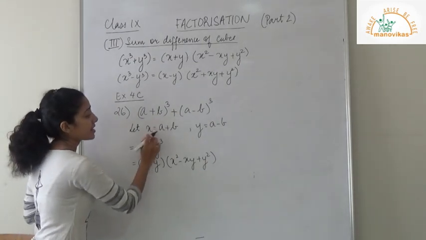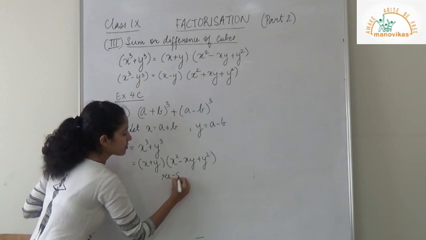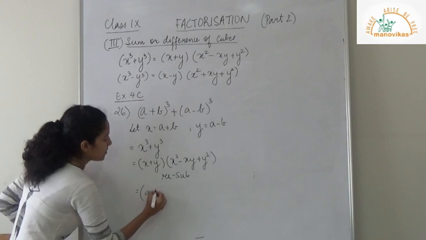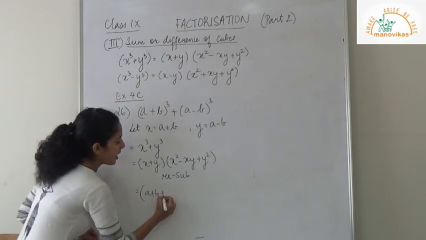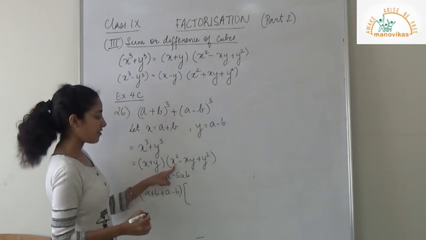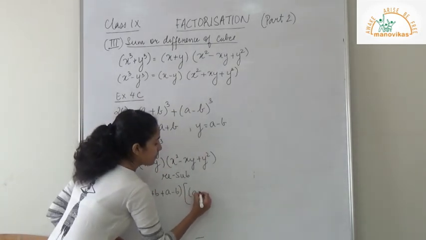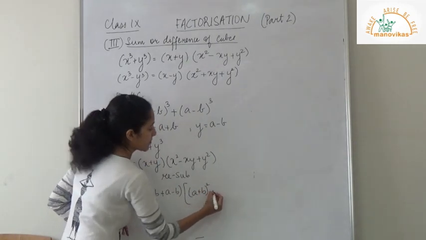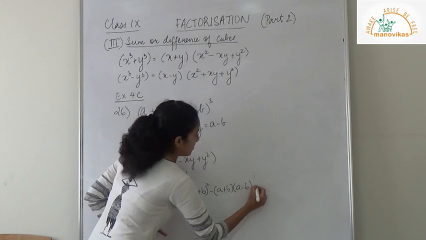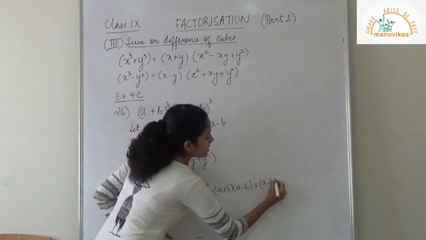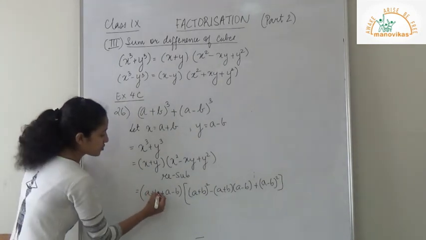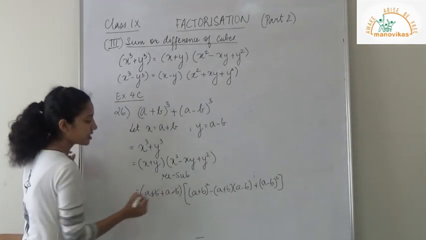Resubstituting x and y, I get a plus b in place of x, and in place of y I have a minus b. In the next case, in place of x square, I will be writing a plus b the whole square minus a plus b into a minus b, plus a minus b the whole square. Cancel whatever you can cancel out here. So plus b minus b cancels.